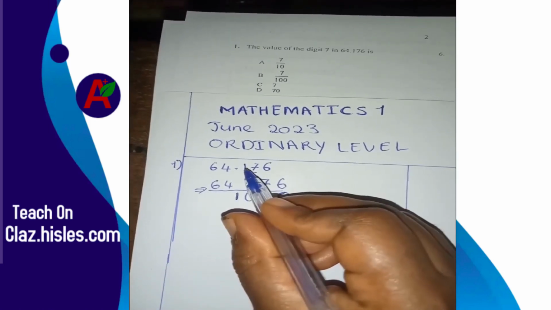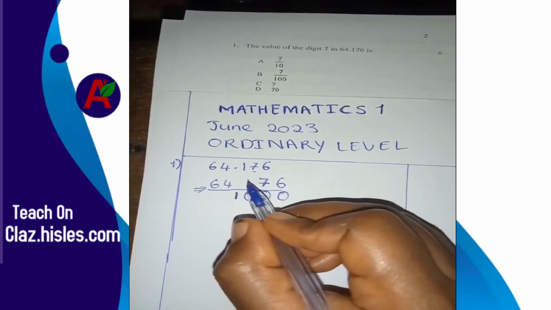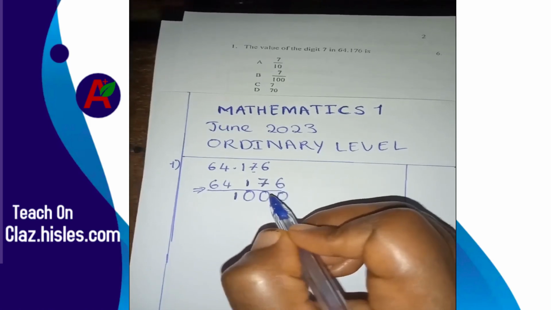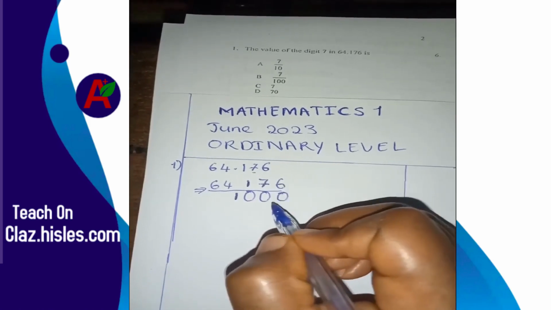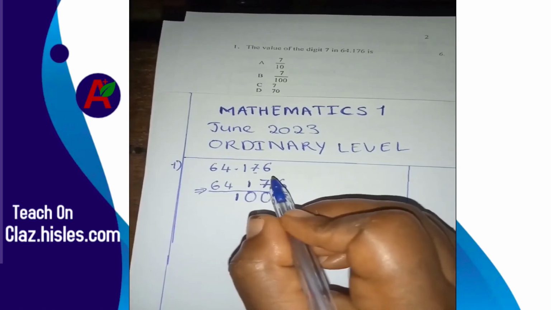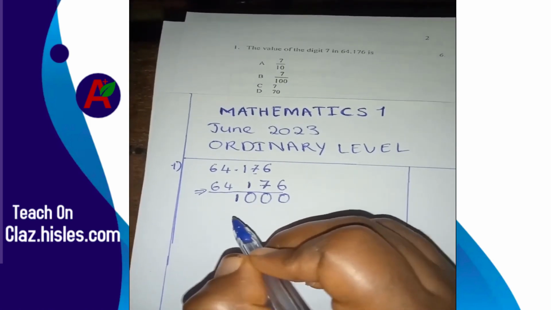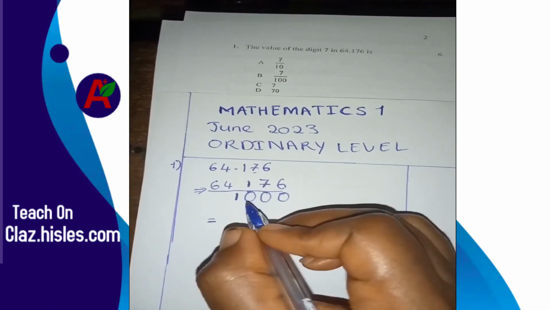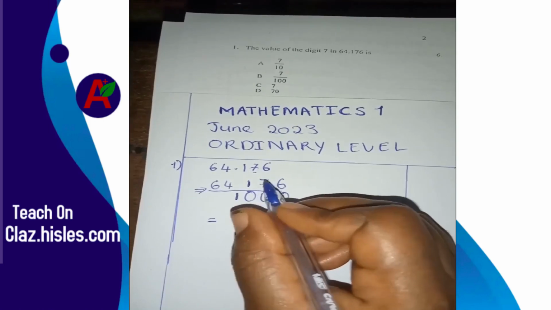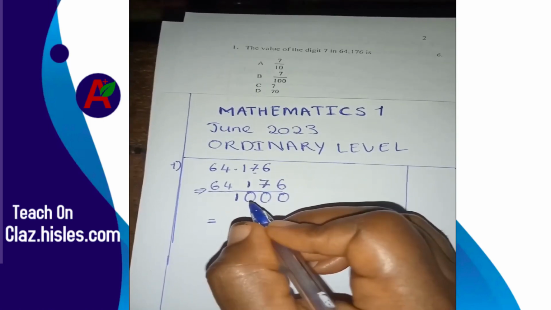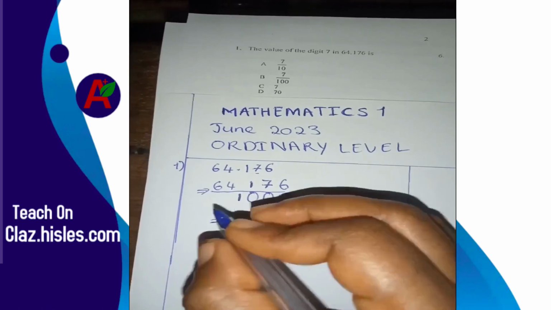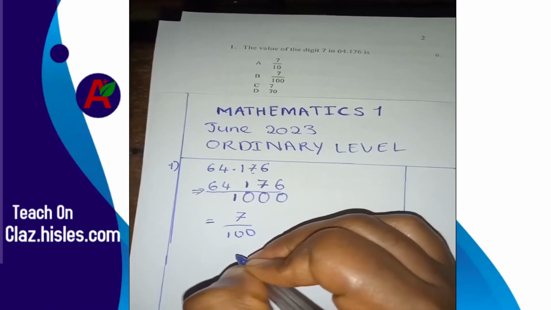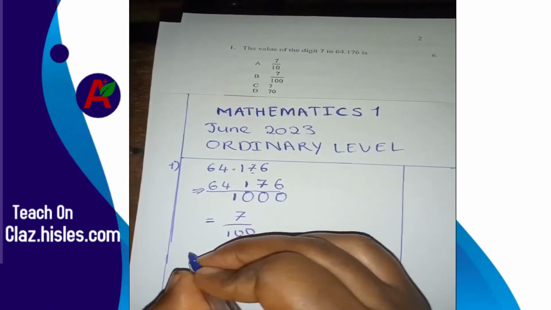If this is true, then our decimal point is 1. Our first value will be 1 on 10, and our second value, which is 7, is 1 on 100, and our third value is going to be 6 on 1000. So the value of the 7 digit is in the second decimal place. The first decimal place is 1 on 10, and the second has 2 zeros, so that's 7 on 100. Question 1, our answer is B.